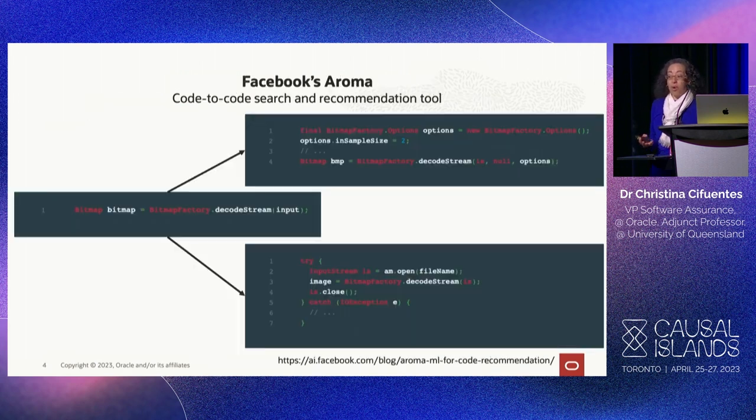Now, what about Aroma? In this case, you're typing your code at the left-hand side, and you want to have a BitmapFactory.decodeStream. So Aroma goes and recommends two or more different pieces of code that you can use as templates for whereabouts and how other people have actually used BitmapFactory.decodeStream. So you can select one of them and then keep on using it.